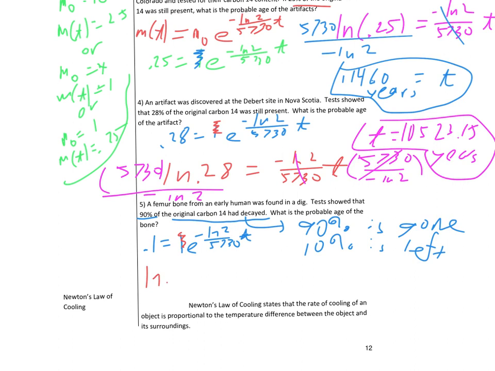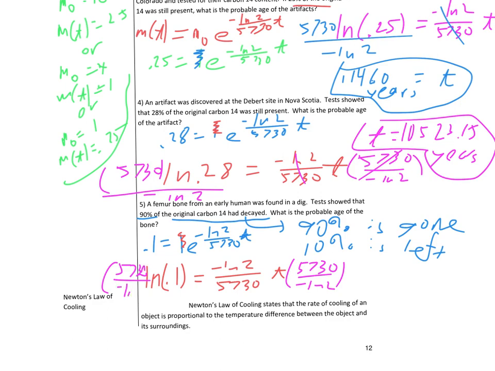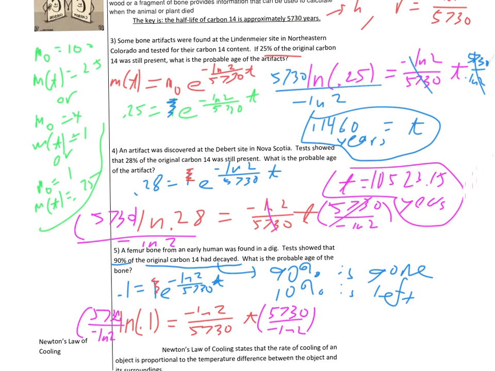Okay, so then I'm going to do ln of 0.1 equals negative ln2 over 5730 times t. Once again, multiply by the reciprocal there. All right, and we'll type that into the calculator here. So that's 0.1. And that one is going to be 19,034.65 years old.